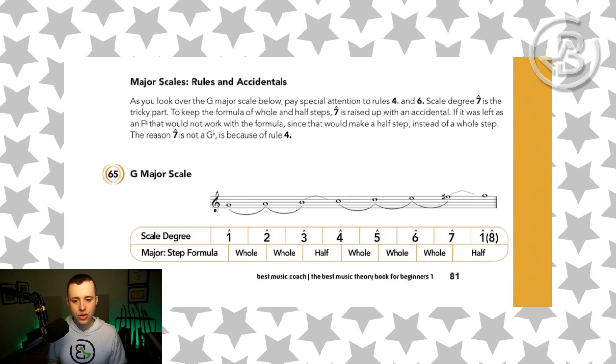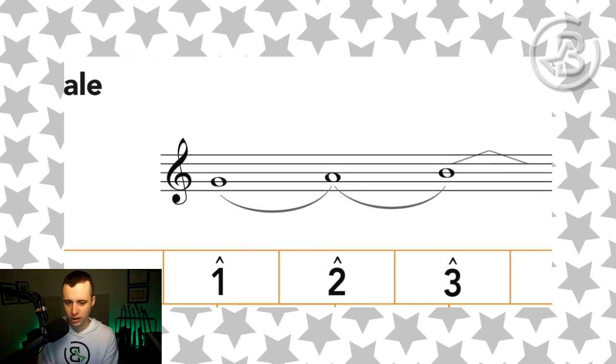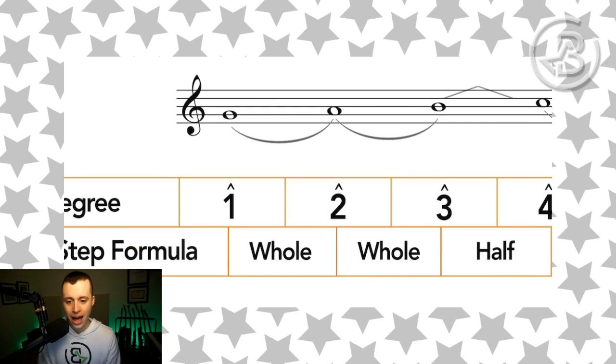So here's where the step formula really starts to get interesting. And because of rule 6, we know that the major step formula stays the same for all major scales. So let's take a look at how that plays out with a G major scale. Okay, so from G to A, that's a whole step because we have G, G sharp or A flat. We're going to skip G sharp or A flat. We're going to go to A. So from G to A, that's a whole step.